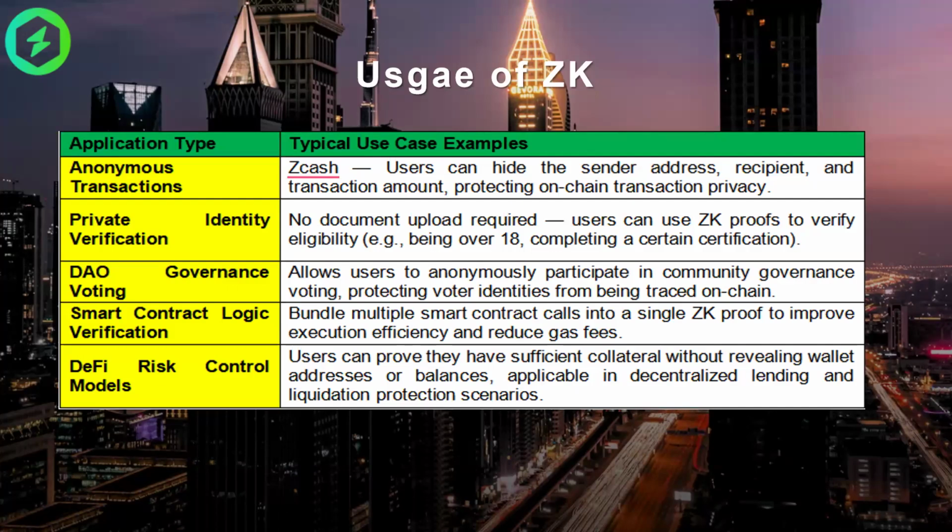Second, users can hide the sender address, recipient and transaction amount, protecting on-chain transaction history. Then, no document upload required. Users can use a ZK proof to verify eligibility. So ZK is the most mysterious yet reliable trust engine in the Web3 world, invisible yet everywhere. So how does BitNest use ZK technology to achieve fairness and freedom?